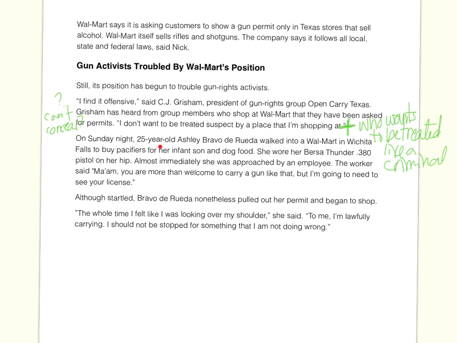On Sunday night, 25-year-old Ashley Ravito de Rodriga walked into Walmart in Wichita Falls to buy pacifiers for her infant son and dog food. She wore her Barista Thunder .38 pistol on her hip. Oh, that's kind of scary. A mom with a gun on them. Hopefully it wasn't loaded. Almost immediately, she was approached by an employee. The worker said, "Ma'am, you're more than welcome to carry a gun like that, but I'm going to need to see your license."